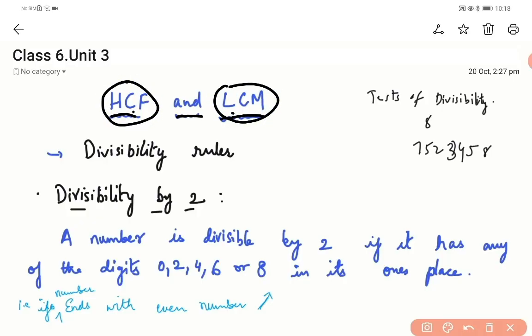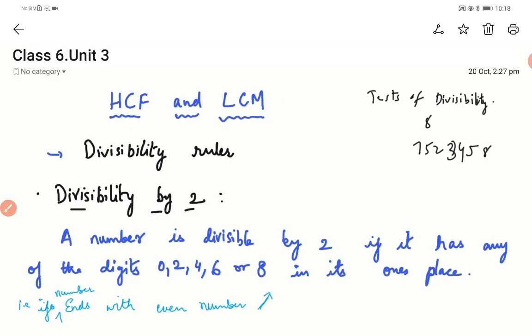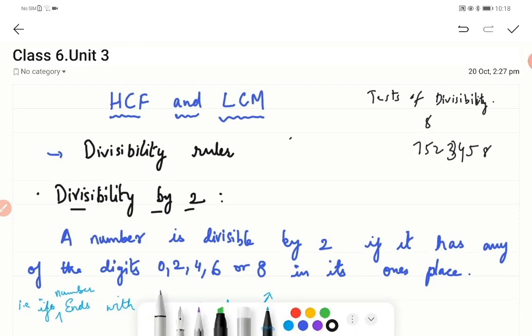Okay, but before we go to our main HCF and LCM, you have to understand and play with the numbers. The first part of your unit is divisibility rules. If any number is given to you, some very big number, 1532412, and I ask you whether this number can be divided by 2, you will say yes just by looking at the ones place, isn't it?